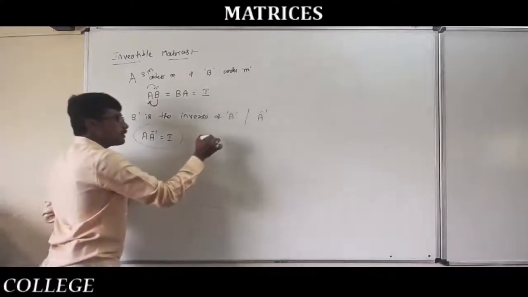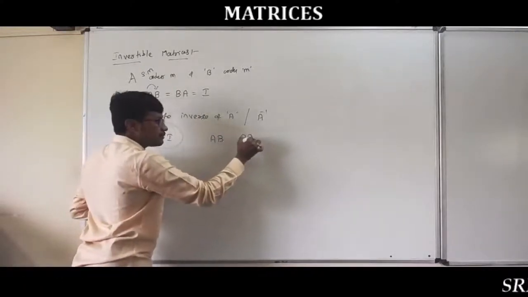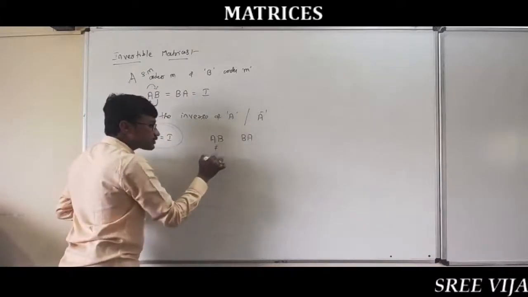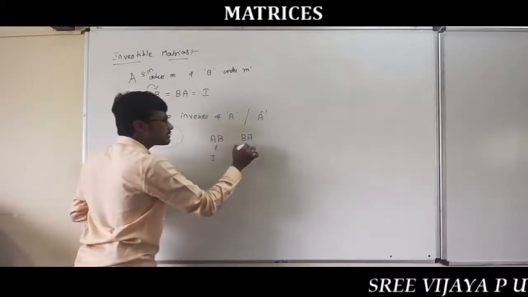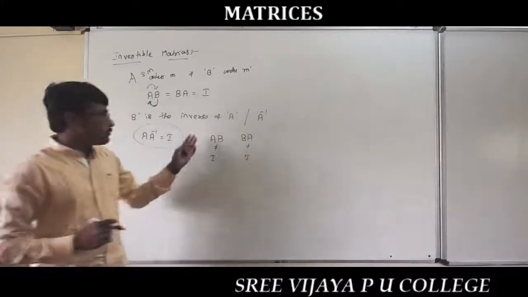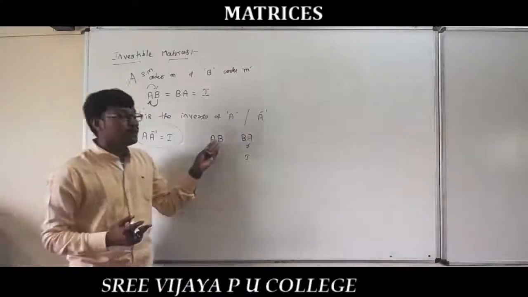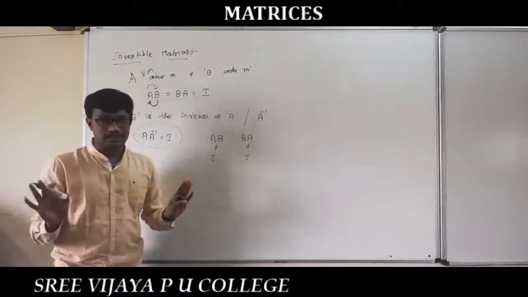Suppose if you multiply AB and BA, and this answer is not equal to the identity matrix and this also is not equal to the identity matrix, then we cannot say whether the inverses of A and B exist or not. So you can say that A and B do not have an inverse.